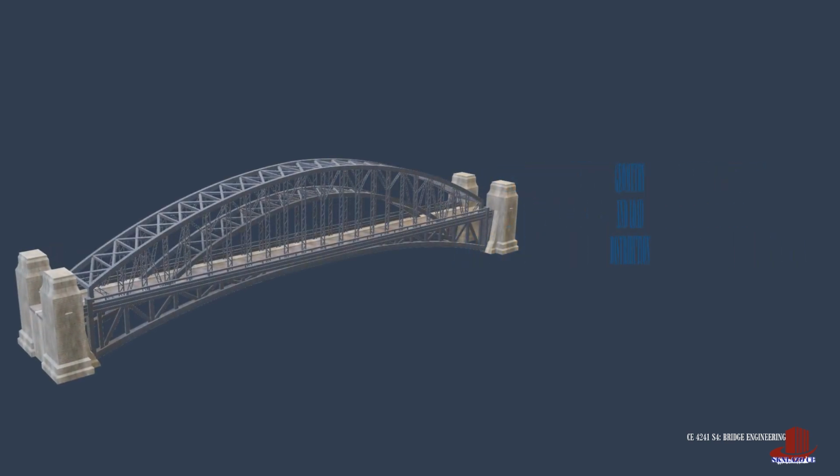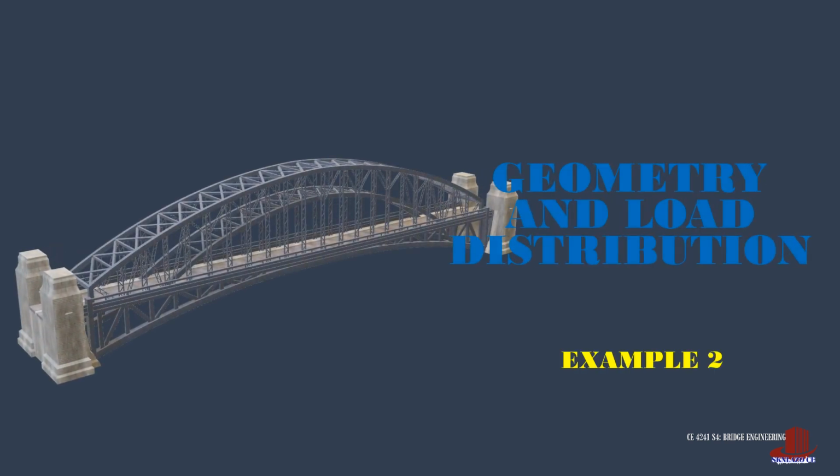A T-beam bridge is also called slab and girder. Check how to look for the geometry and the factored shear and moment of this type here in bridge engineering.